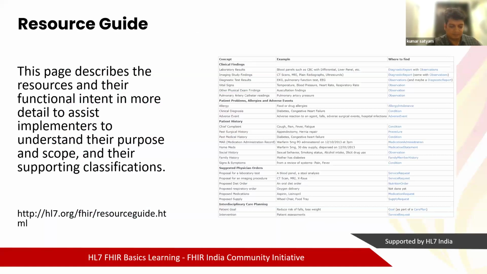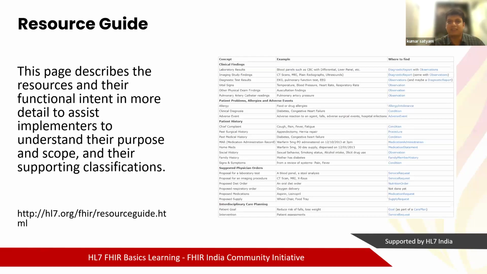Now, jumping a little bit faster. For example, you have a use case. You want to represent a laboratory finding, or an allergy, or a patient's chief complaint, and I'm not sure what resource I should be using. So FHIR gives you a handy resource guide, where something is already mapped. It is more to help you understand and get started with the implementation.